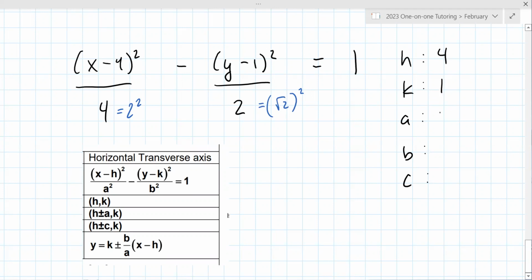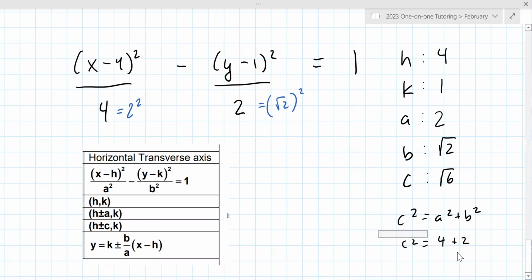Good. A is 2. 2. B is the square root of 2. B is the square root of 2. Yeah. C is, how do we find C again? So C squared equals A squared plus B squared. But it's different for an ellipse. Just keep that in mind. It's different for an ellipse. So here you got it's 4 plus 2. So it ends up being the square root of 6. Why the square root of 6? Can you explain that?